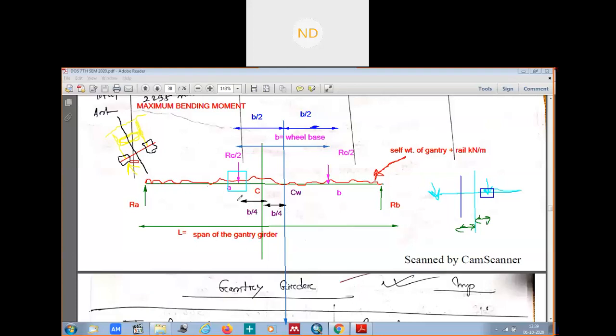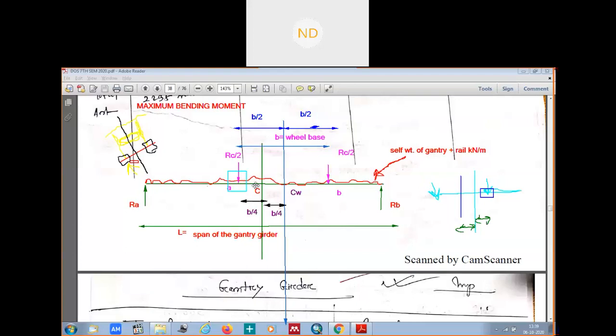So what will happen? You can find out the reactions RA and RB. Once you know moment, you can find out RA, RB. Then again, what is the moment here? MA, you can find out. You can calculate here. So this was one of the important things which you should know in your gantry girders. Okay, first was your maximum load, next was your maximum shear force.